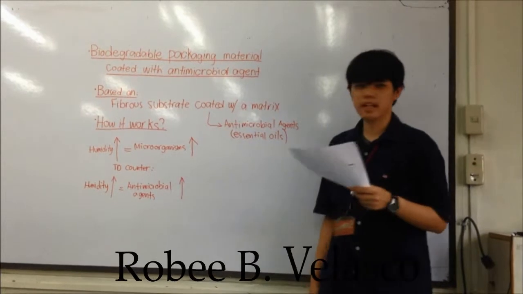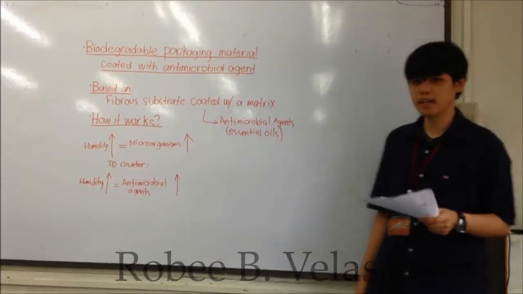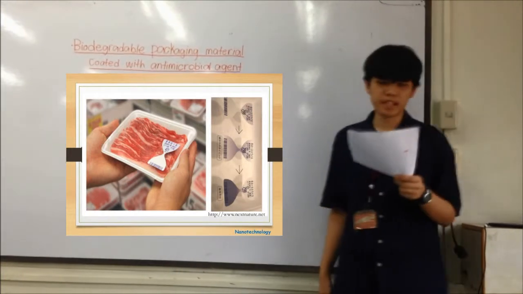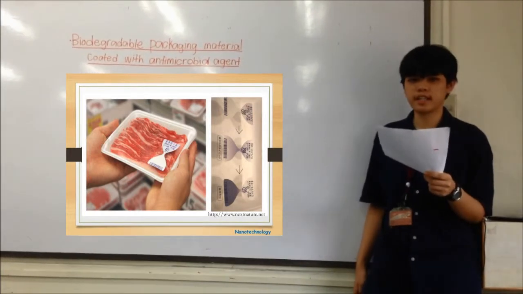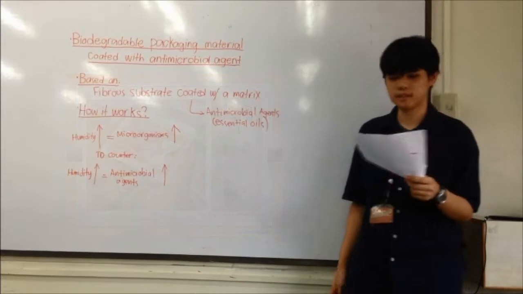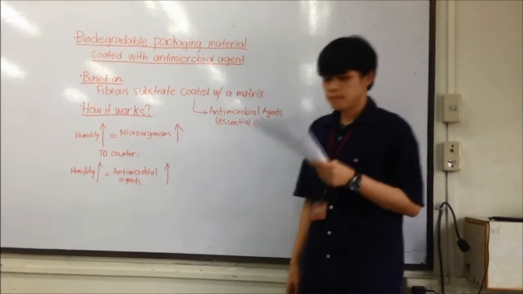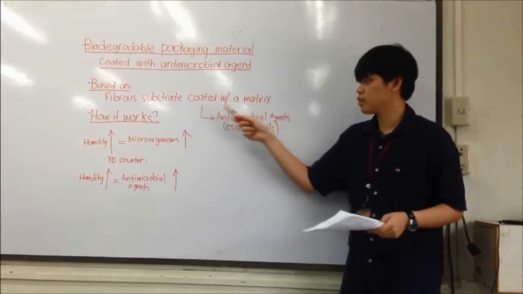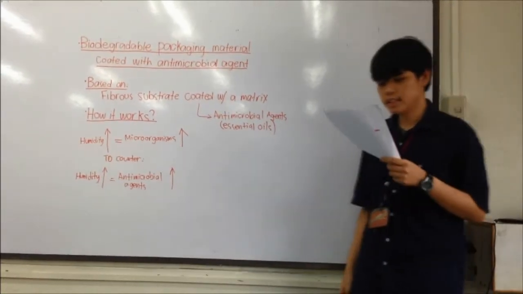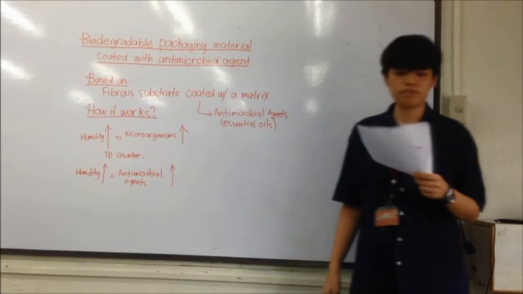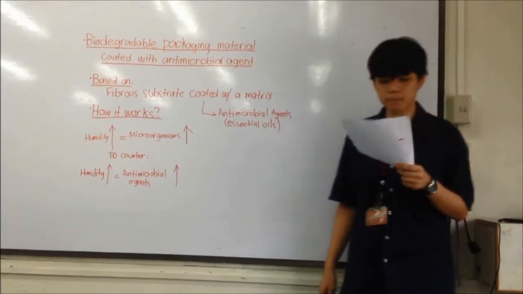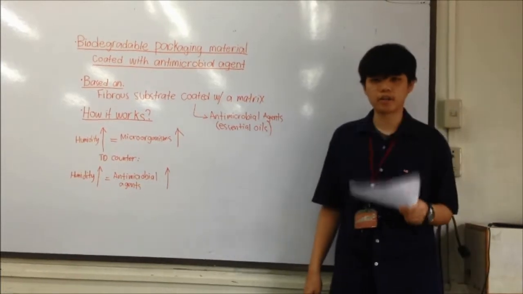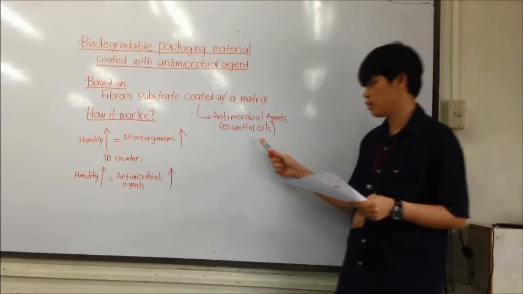Biodegradable packaging material coated with antimicrobial agent. This new innovation protects products against microorganisms and their development. So, this packaging material is based on a fibrous substrate coated with a matrix. This coating matrix is made up of one or more biodegradable polymers that allow the controlled emission of one or more antimicrobial agents such as essential oils.